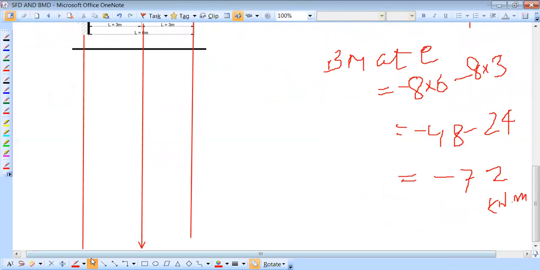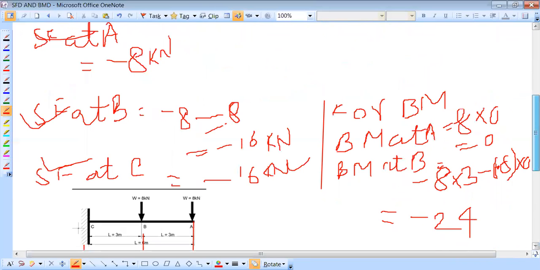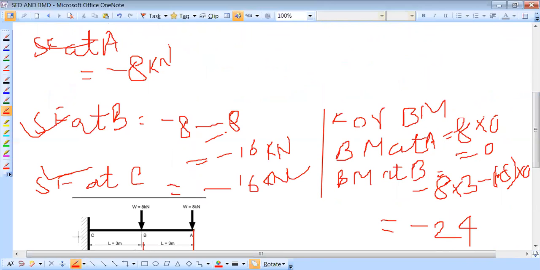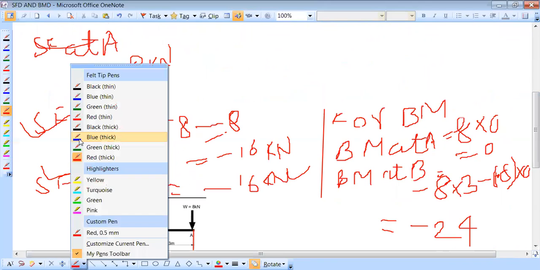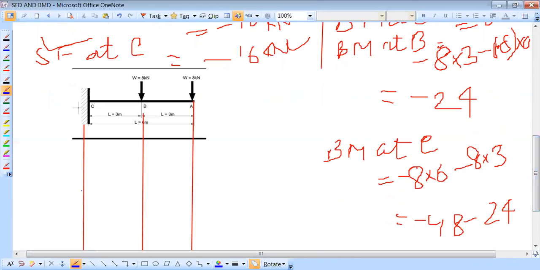Now first we'll draw the SF diagram. What is the value of SF at A? SF at A is equal to -8. It's in the downward direction. So you have to take one reference line here. If you take a reference line from here, then you will understand the value of SF at A is -8. You can take any scale, and this one is equal to -8.